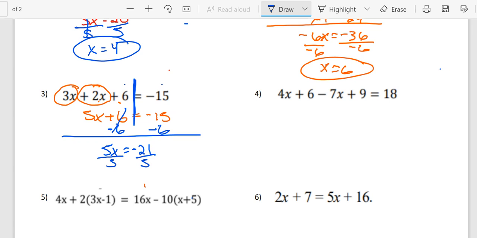We divide it by 5. We end up with x equals negative 21 over 5. You can leave it as a fraction, so you could leave it like that. If you prefer decimals, it's going to be negative 4.2. Both are fine. Number 4 is another one where we have like terms to combine, but we have two pairs of like terms here.